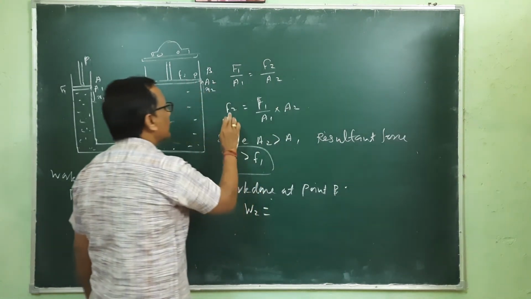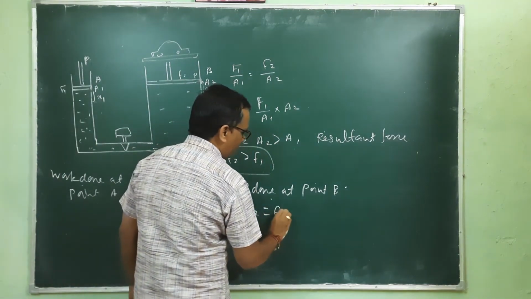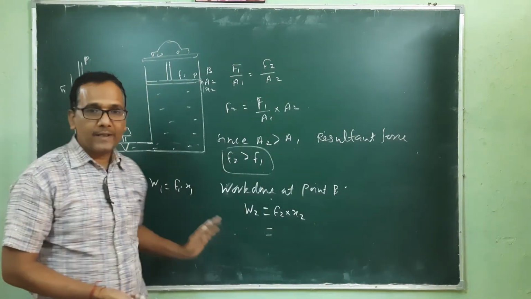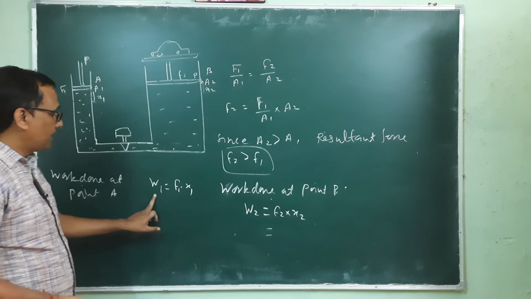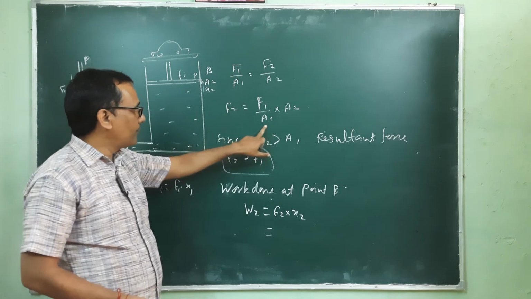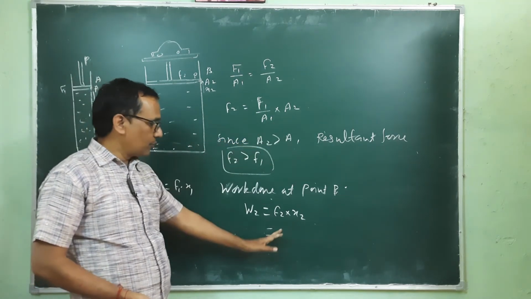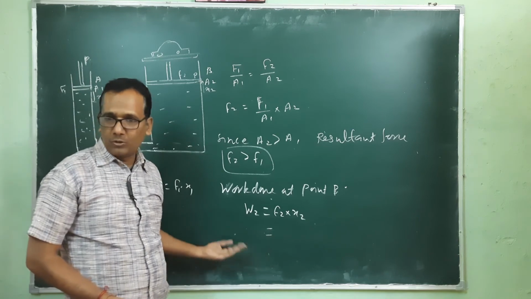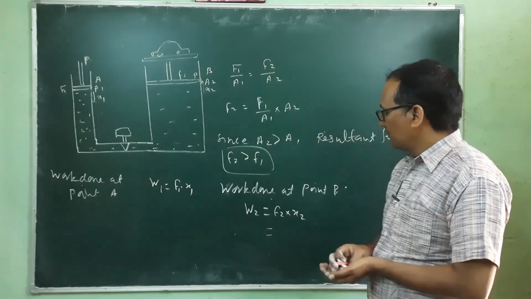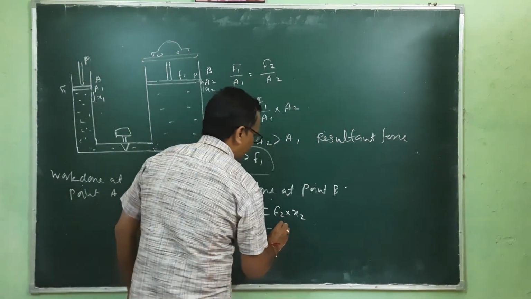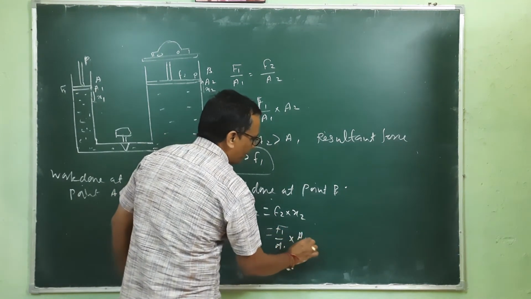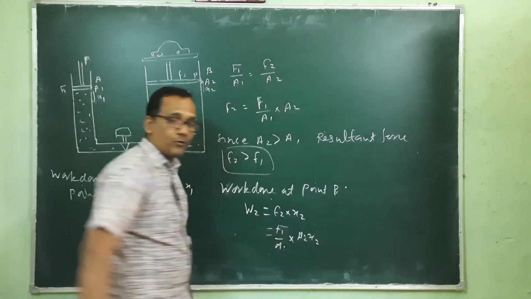So W2 is equivalent to F2 multiplied by X2. You can calculate this work done: W1 is F1 multiplied by X1, and W2 is F2 multiplied by X2, and F2 is equivalent to F1 by A1 multiplied by A2. Just put the values in and you can compare; both are identical, and you can prove it. Let me put it in. So this is F1 by A1 multiplied by A2 and multiplied by X2.